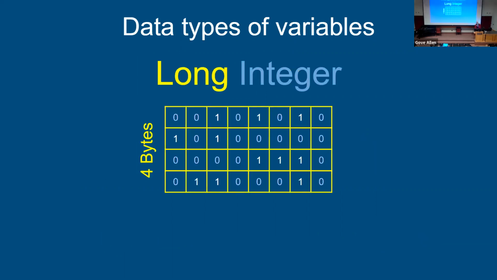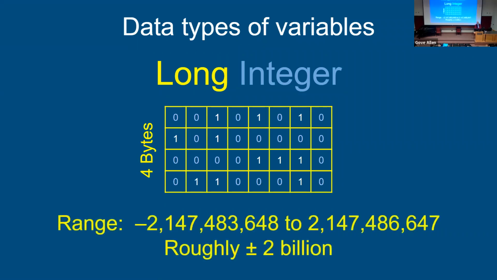So we've talked about 2 integer types so far. Byte is the first one. Integer is the second one. They both hold only integers. There's another integer type called long integer. It takes 4 bytes of RAM, and its range is plus or minus 2 billion. So that's what you have.